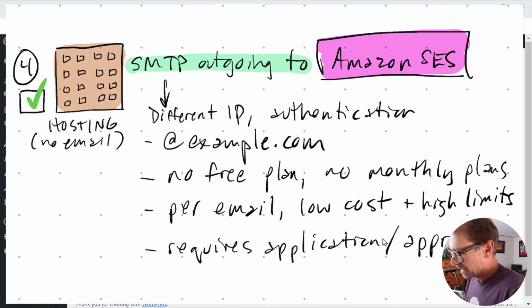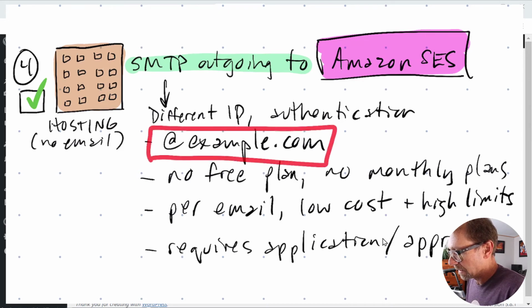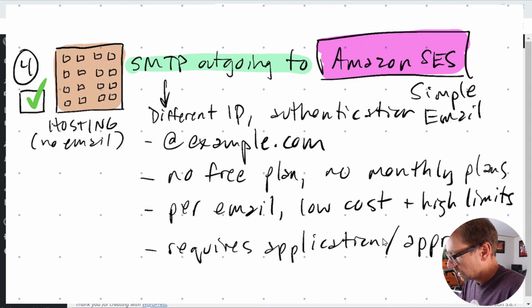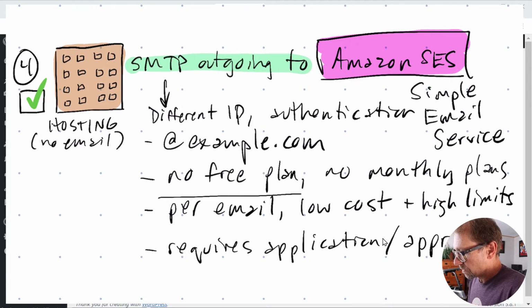This one down here. I really like Amazon SES, and I'll show you how mine is set up. But basically, the advantage is you have a protected different IP. You have high levels of authentication for the SPF records, DKIM records. You have your own domain name that's been verified. Now, one of the things that's true about Amazon's simple email service, that's what the SES stands for, is there is no free plan.